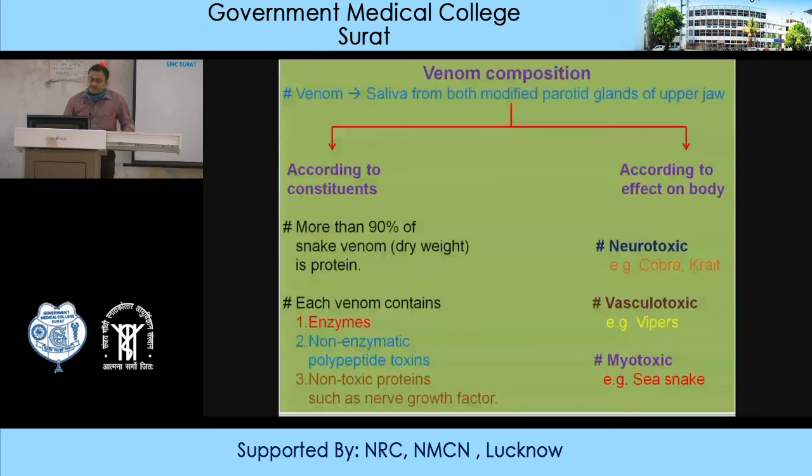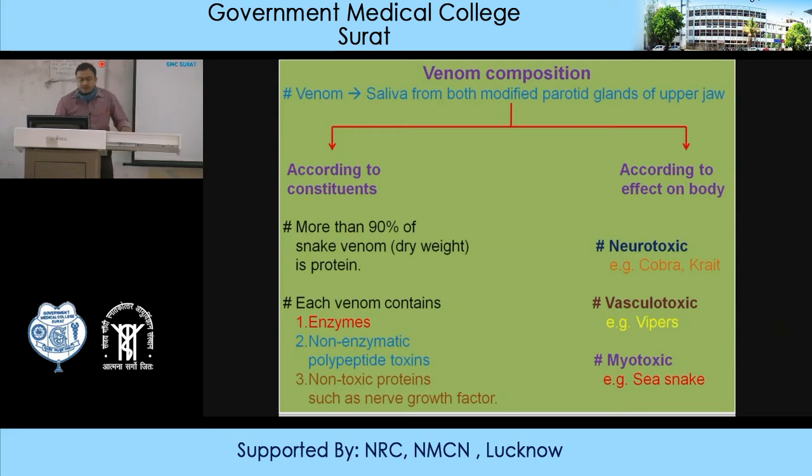Now venom composition. Venom is the saliva of the snake, from the modified parotid gland of the upper jaw. It can be classified according to constitution and according to effect on the body. According to effect on the body, it is divided into neurotoxic, in cobra and krait, meaning the Elapidae family; vasculotoxic, in Russell's viper, meaning the Viperidae family; and in Hydrophiidae, meaning sea snakes, myotoxic, related to poisoning causing muscle paralysis.